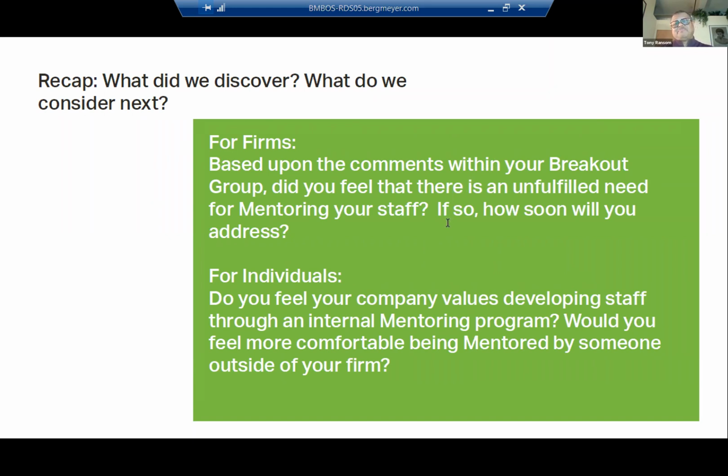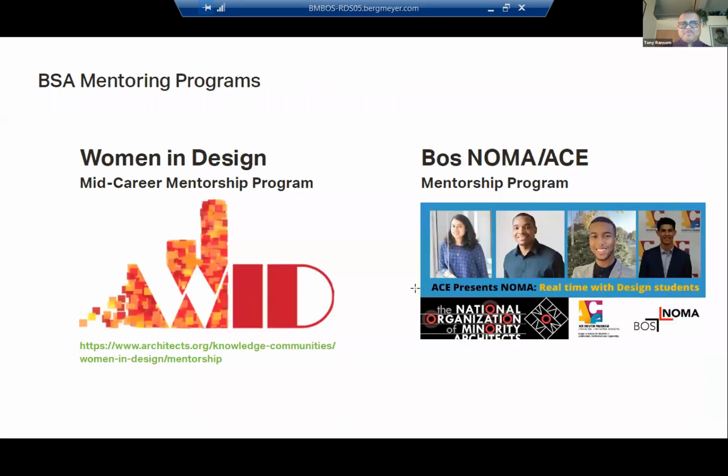Based on your comments within the breakout group you were in, do you feel that there's an unfulfilled need for mentoring your staff? Of course, this is primarily for the firm owners and firm executives. And if so, how soon will you be able to address it? For individuals and staff members, do you feel your company values developing staff through an internal mentoring program? Or would you feel more comfortable being mentored by someone outside of your firm? Just some food for thought, for people moving forward.